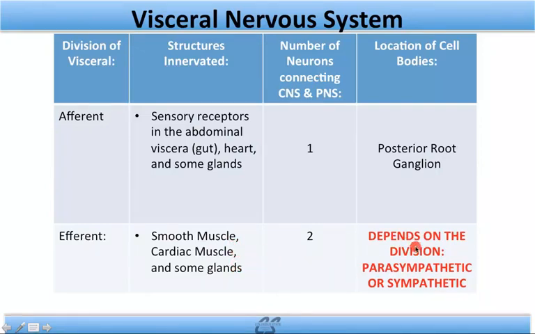And what we'll find is that the location of cell bodies is not as easy. It's not always in a specific horn of the spinal cord like somatic was. Somatic was always in the anterior horn. In this case, parasympathetic and sympathetic won't use the anterior horn. It's always going to be something else.